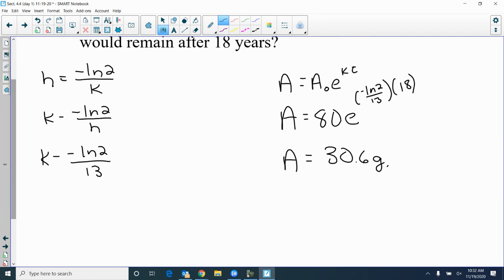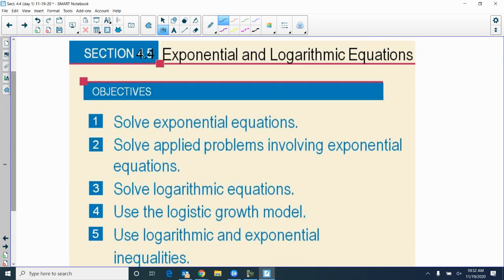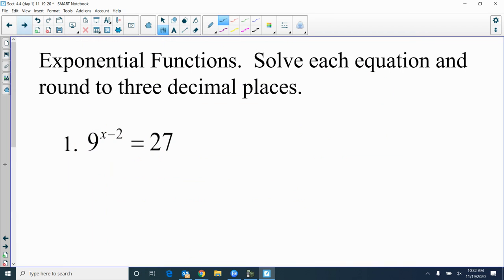All right, we're going to move into section 4.4. You can do it on the back or on a separate sheet, wherever you need to, but this is some different stuff here: solving exponential equations. And then we will hit log equations tomorrow. All right, copy that first one down.